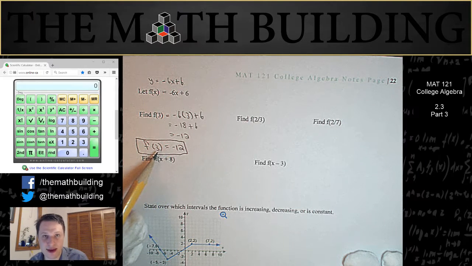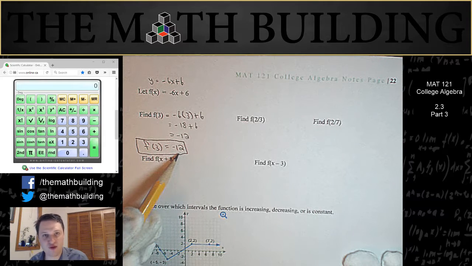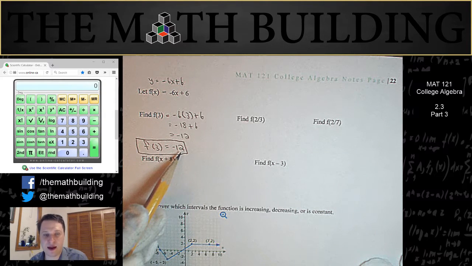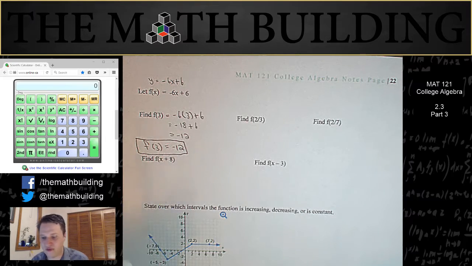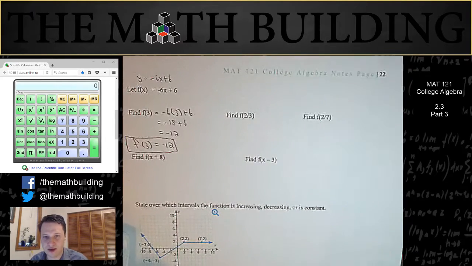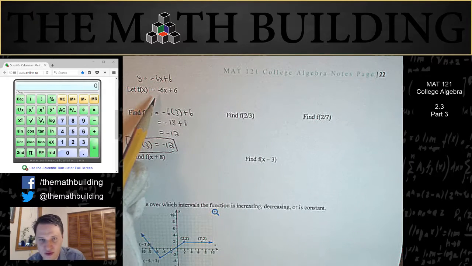3 is in the domain because it's an input. Negative 12 is in the range because it's an output. We do not try to solve for f. F of 3 is a number, and that number is negative 12. So hopefully that makes sense. Let's find f of 2/3. This is a new problem, but we're using the same function.